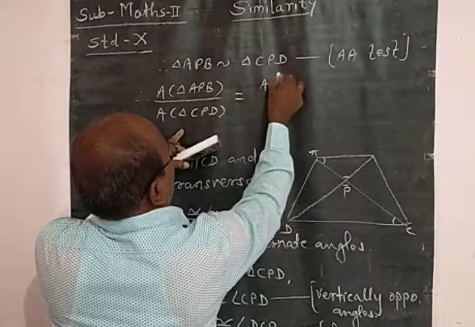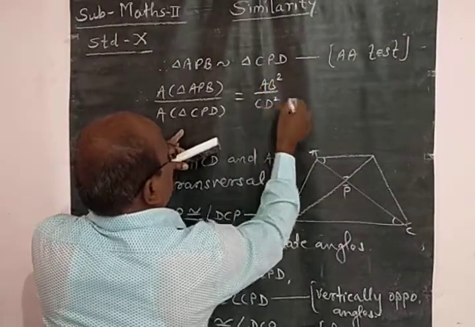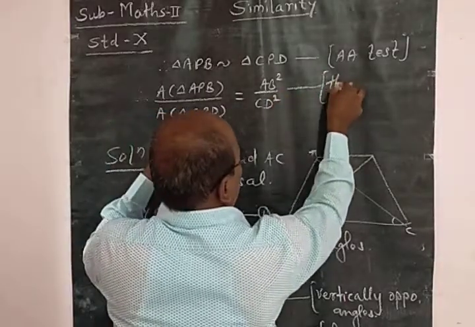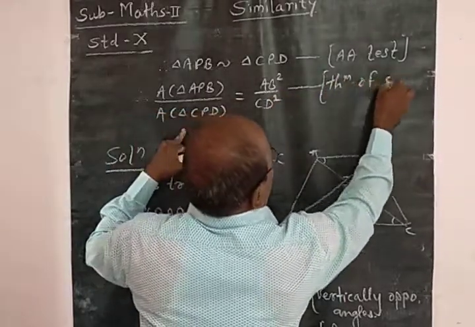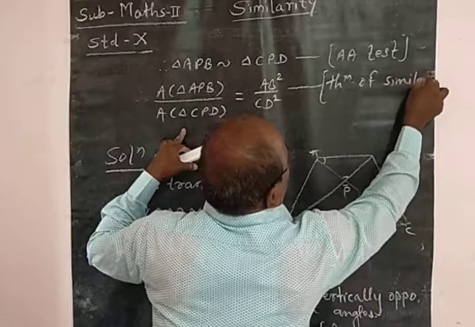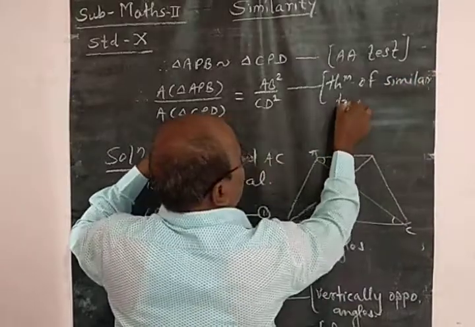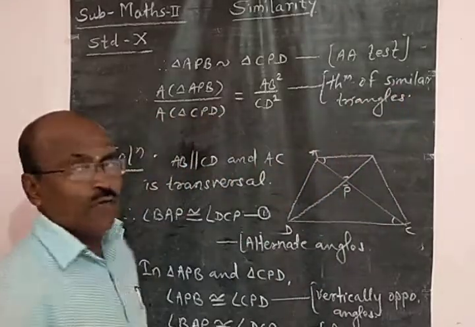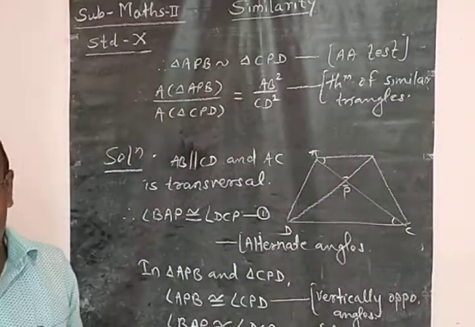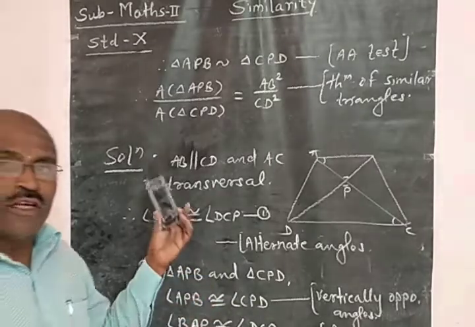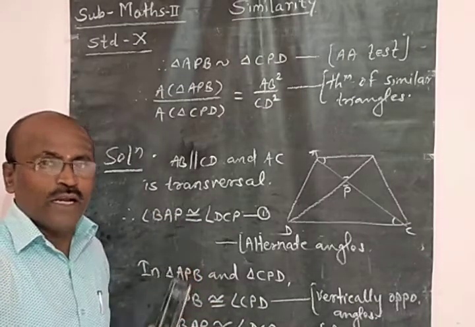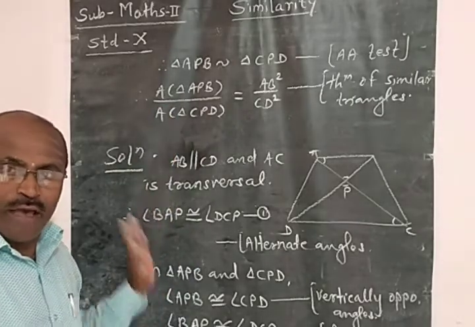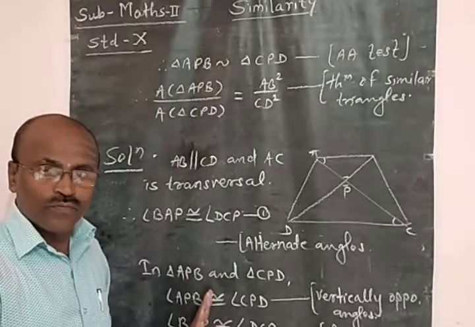AB square upon CD square. So write here the reason: theorem of similar triangles. In this way we can use the theorem of similar triangles to solve the examples. I hope that all of you have understood all the examples and the theorem. Thank you.